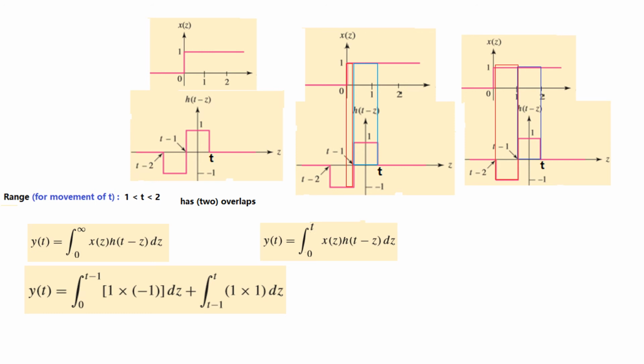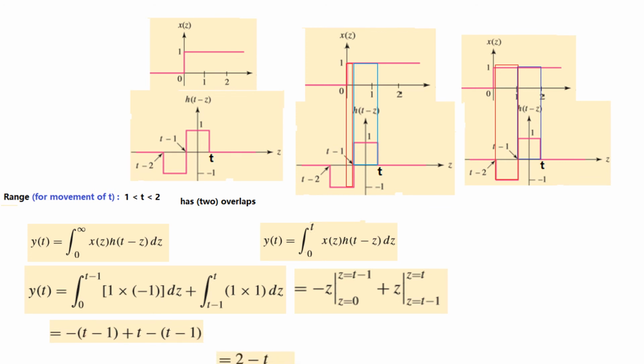And the value now is, here it is positive 1 multiplied by negative 1, and here it is positive 1 multiplied by positive 1, so 1 into 1. This can be written as taking the integral, so minus the integral of dz with its limits, plus this one the integral of dz with its limits, and putting in the limits and finally calculating, we find y(t) to be 2 minus t.